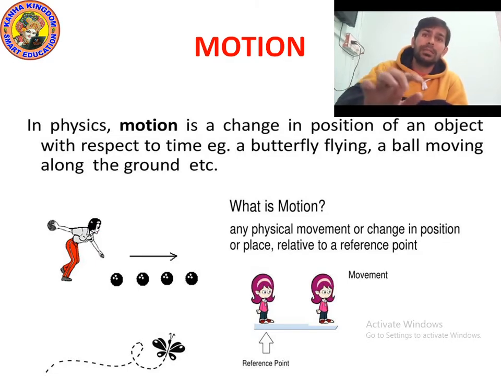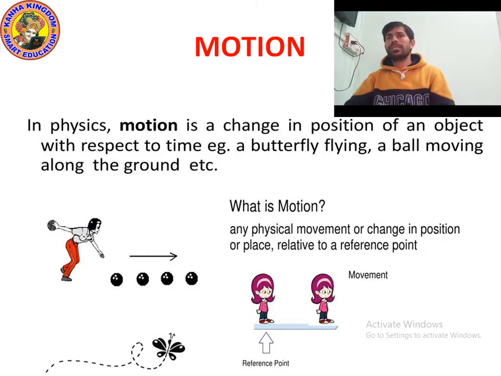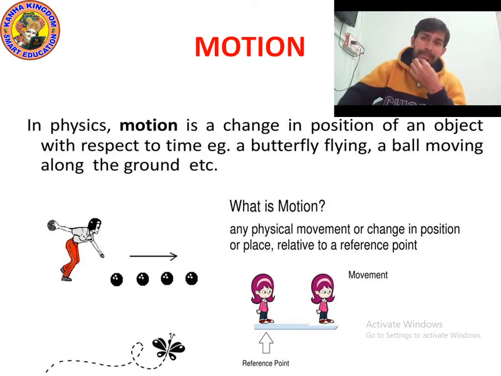So what is happening? The position is changing. So motion means changing in position of an object with respect to time, okay. And kids, let's talk about rest. What is the actual meaning of rest in terms of physics?